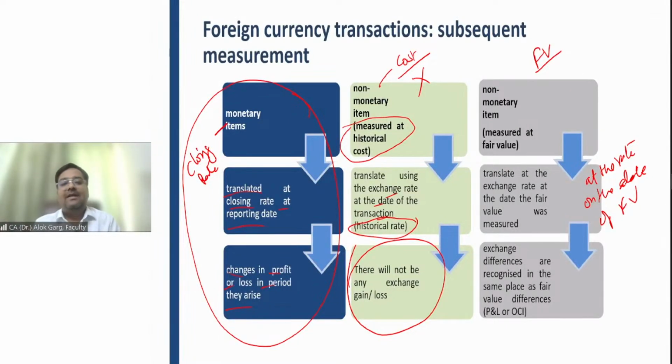For example, the company has done the revaluation of a fixed asset, and while doing the revaluation, there is a loss. The value has gone down, so there is an impairment. Ind AS 16 says that this impairment will go to P&L. So where will the impact of exchange difference go? The impact of exchange difference will also go to P&L. Is that clear? Okay.